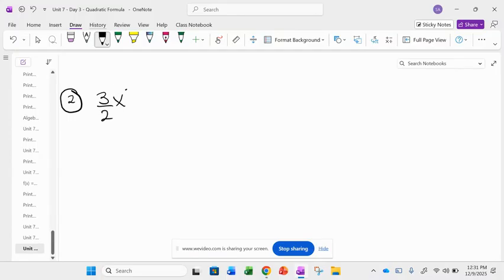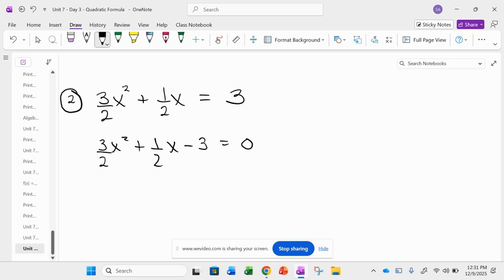3/2 x squared plus 1/2 x equals 3. Is this in a good format to plug in right now? No. First thing we want to do is make sure it's equal to 0. So I'm going to have 3/2 x squared plus 1/2 x minus 3 equals 0. And now I can plug in using fractions, but I hate working with fractions.